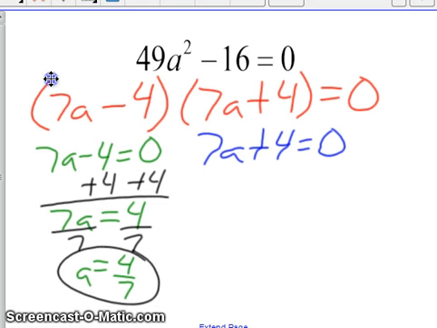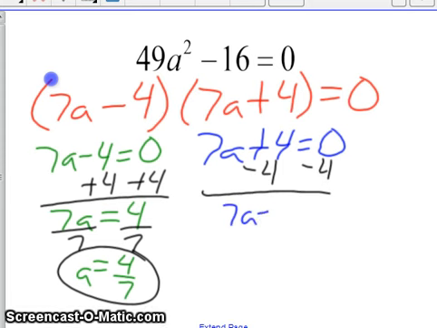What do I do first? Subtract 4. So I have 7a equals negative 4. Now what? Divide by 7. So I have a equals negative 4 sevenths. That's my second solution.